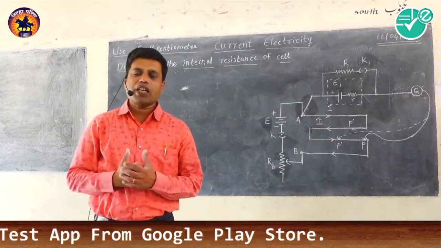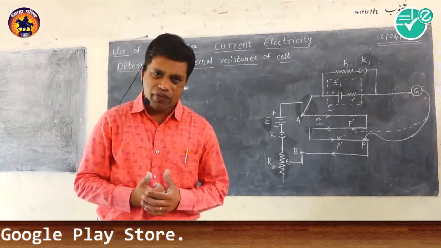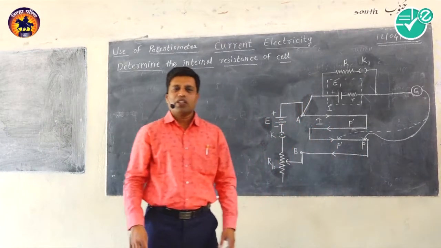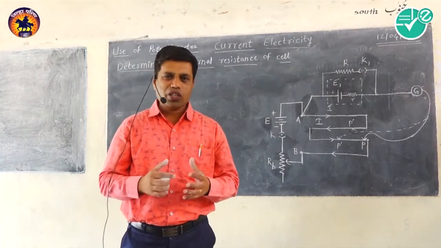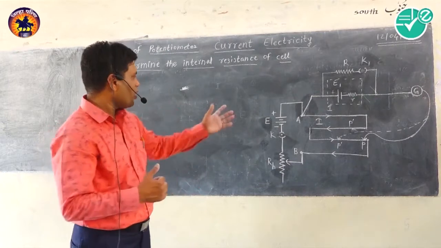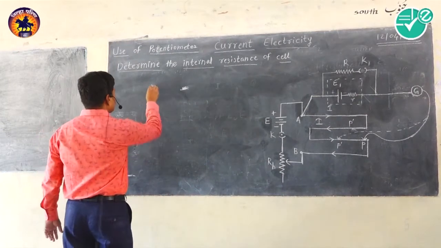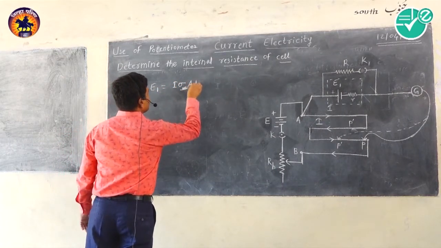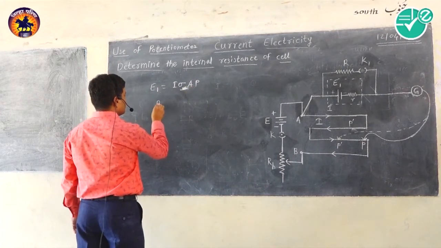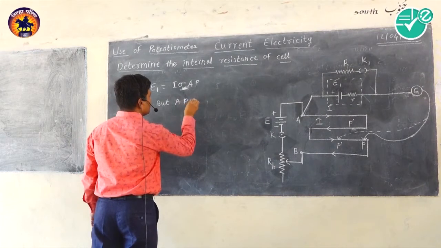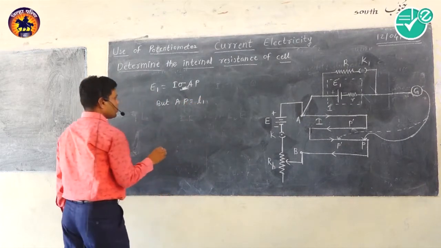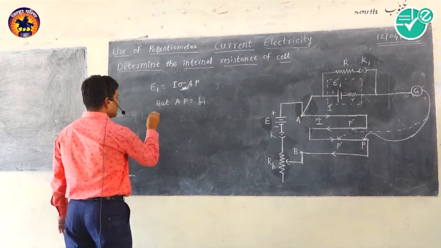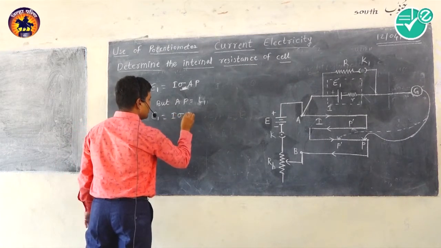This length AP of the potentiometer wire, we can take as L1. The potential between the points AP balances the EMF of cell E1. So therefore we can write E1 is equal to I sigma AP. But AP is equal to L1, or you can take it as capital L1, no doubt here. So we can write E1 is equal to I sigma L1.